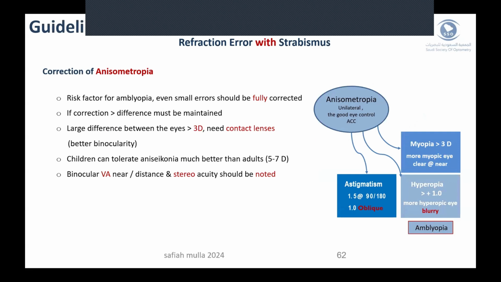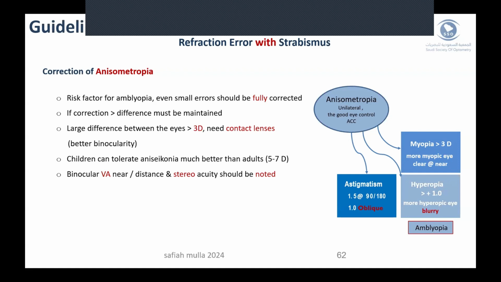In case of anisometropia with strabismus, you find they have anisometropia when you do the refraction for the child. It's a risk factor for amblyopia, so you have to be careful. If they have anisometropia, they need cycloplegic corrections. If you do the correction, then you have to maintain the difference between the two eyes. So say if you have 3 diopter and 1 diopter, then you have to maintain that difference. If you want to reduce the refraction for any reason, then let's say you make 2, then you have to take off that one from the other eye. So you have to maintain the same difference of anisometropia between the 2 eyes.